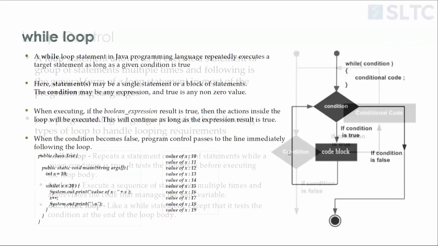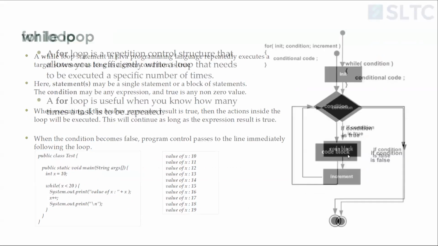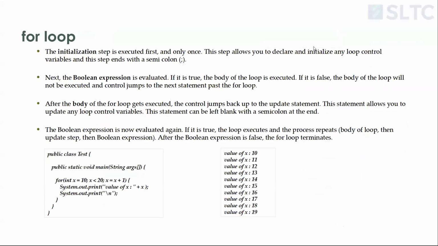Now, you see here in a loop, we have a condition. If the condition is true, we run the code block. If the condition is false, we come out of it, isn't it? That's what we do with the while loop. Whereas the for loop does exactly the same thing, but in a very simple manner, like this. Right? So here's an example.